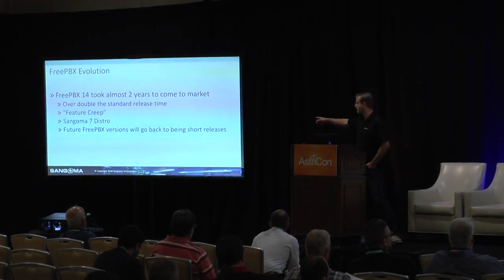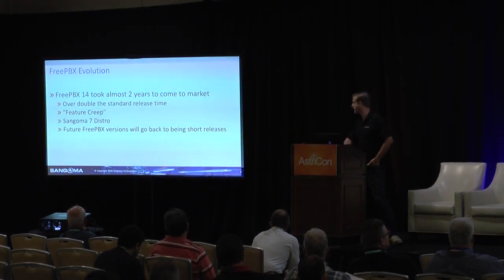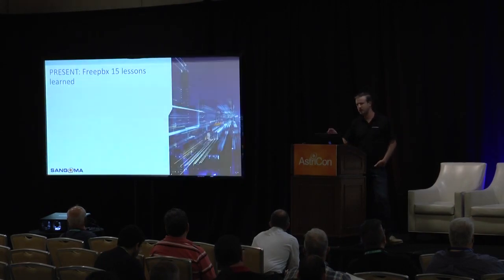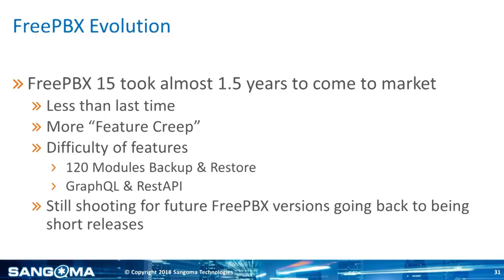Like I said, this is what I wrote last year. Future FreePBX versions will go back to being shorter releases. So a year later, here we are, right? And I wanted to be quicker than a year. It still took us about a year. Less than last time, like I said. Less than how long it took to go from 13 to 14, or from 12 to 13, right?